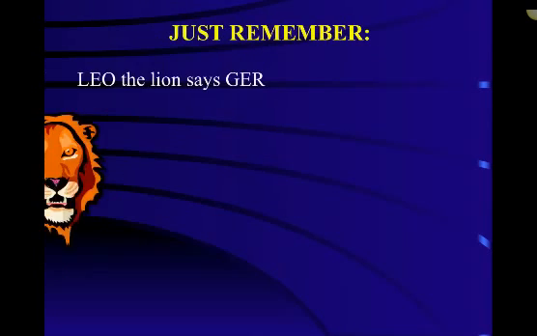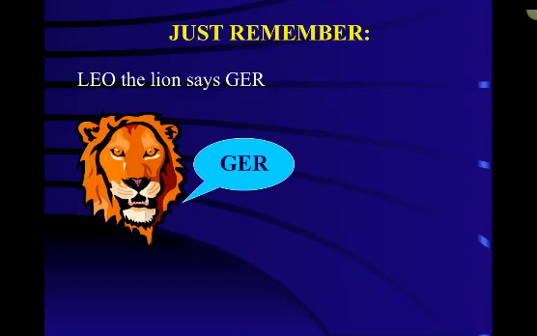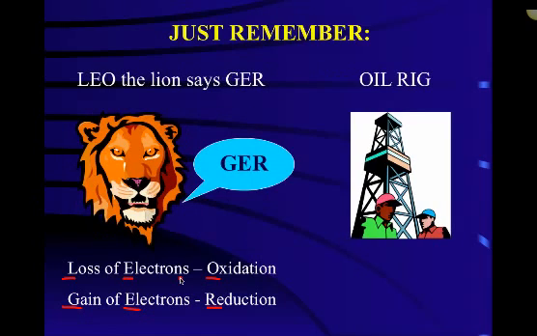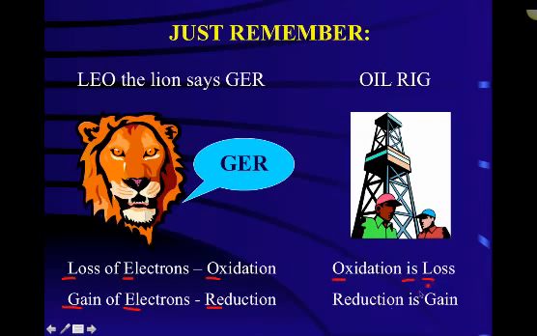Here's how to keep them straight. One way to remember is that Leo the lion says grr. Leo being the loss of electrons is oxidation, and the gain of electrons is reduction. So here's your Leo part, and here's the grr part. I know some of you think lions say roar, but they don't. They say grr. Another way to remember is oil rig. Oil rig stands for oxidation is loss, and reduction is gain. So whichever way works for you, that's how we keep track of oxidation or reduction.